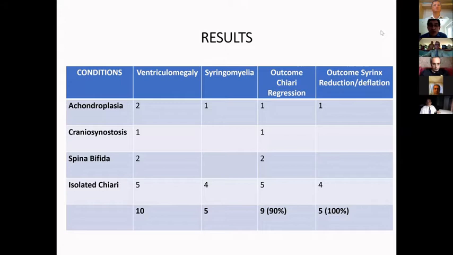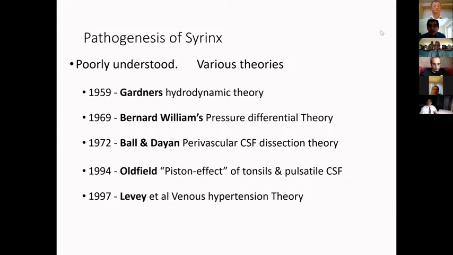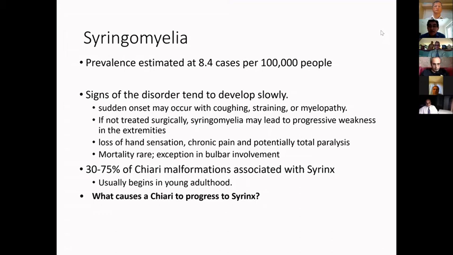Okay, so this is ventriculomegaly. Then moving on to syringomyelia. So what are the factors associated with syringomyelia when you have a hindbrain hernia? Again, there are lots of theories, poorly understood. I talked about this: 30 to 75% of Chiaris can have a syrinx.